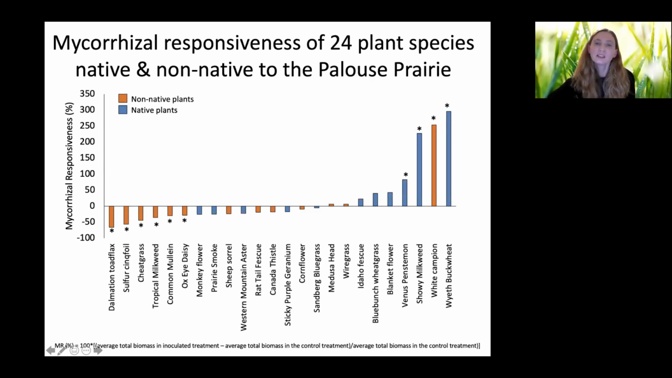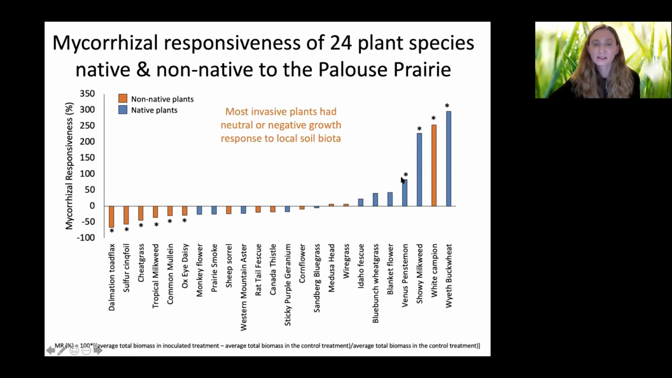And so in each individual experiment, we see some variation in results, but so far we have collected data on the mycorrhizal responsiveness of 24 different plant species that are native and non-native to the Palouse. And what we have been finding is that pretty consistently, the mycorrhizal inoculations inhibit some of these invasive plant species, but also that hardly any of the invasive plant species benefit. We've only found one so far that has benefited from the inoculation.